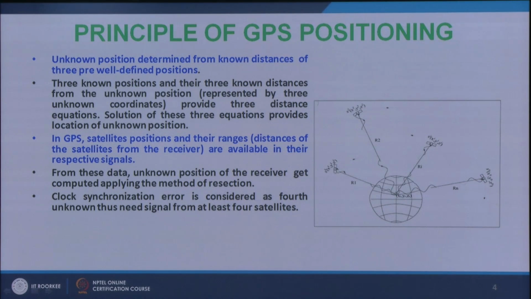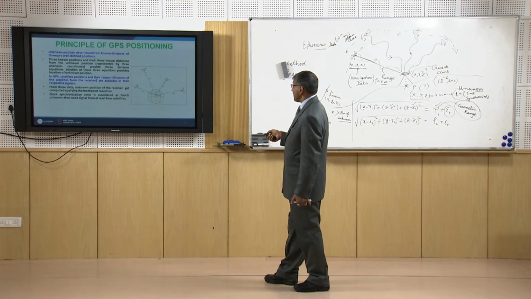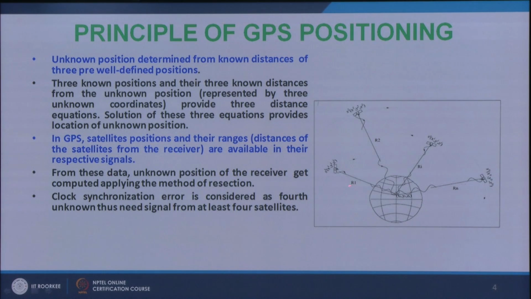So as I told you, clock synchronization error is considered as a 4th unknown, because the clock that is used in the satellite is an atomic clock, having a precision of the order of 10 to the minus 12, 10 to the minus 11, 10 to the minus 13 depending upon the different type of atomic clock, and the clock that we use in a GPS receiver is generally a quartz clock.